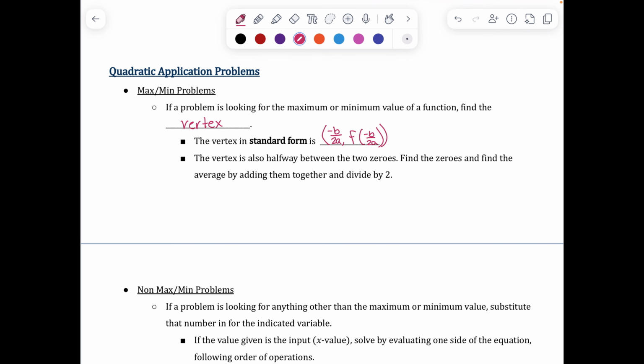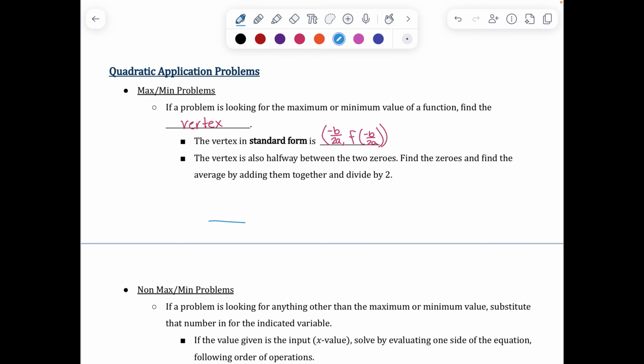And that's just saying once you find your x, that negative b over 2a, go ahead and find your y by substituting your x back into your function. The vertex is also the halfway point between the two zeros.